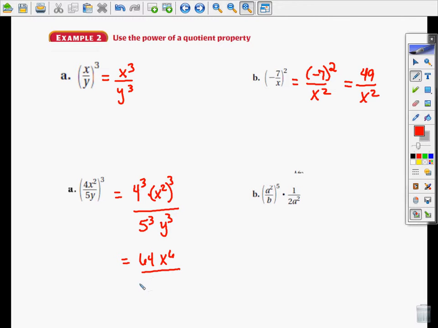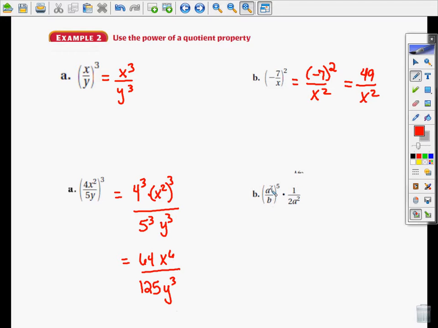5 to the 3rd is 5 times 5 times 5, which is 125, and I have a y to the 3rd. I can't do anything else to simplify this because I have x's in the numerator and y's in the denominator, and we can't just subtract the 6 and the 3 here.